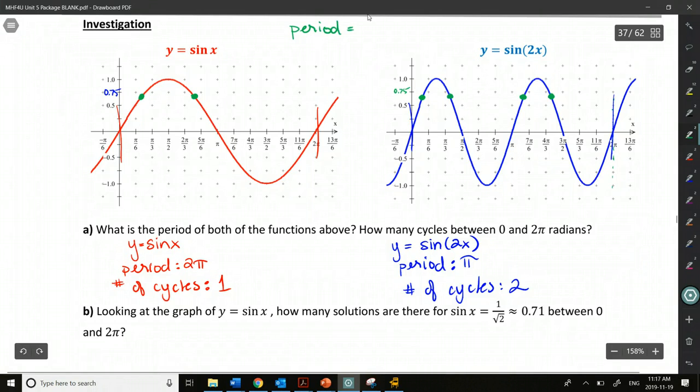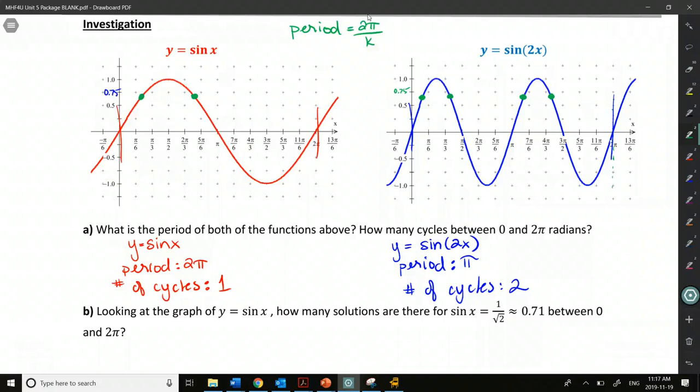Alexandra? 2 pi over k. So if I'm looking at the equations here, we could have calculated that one of two ways. We could have looked at the graph and determined what the length of one full cycle was, or because we know the k values, we could have just calculated it with that little formula.